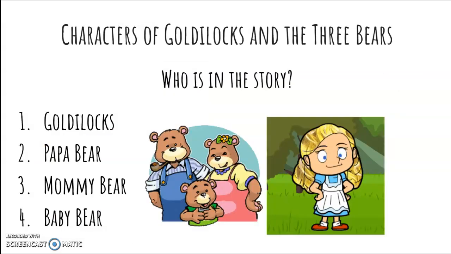Next we want to figure out the characters of Goldilocks and the Three Bears. To figure this out, we're going to ask who is all in the story. In different stories, there can be just one character, there can be many characters, it can be different every single time. In this story, we know that there are 4 characters, and they are Goldilocks, Papa Bear, Mama Bear, and Baby Bear.